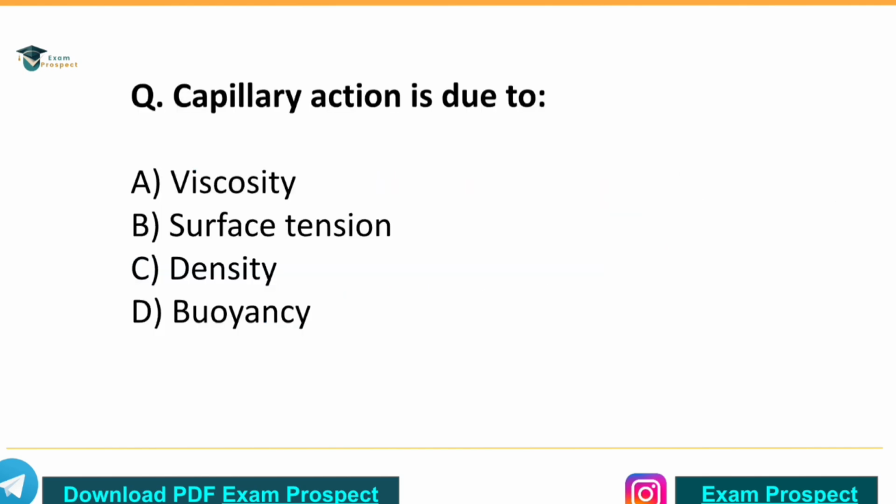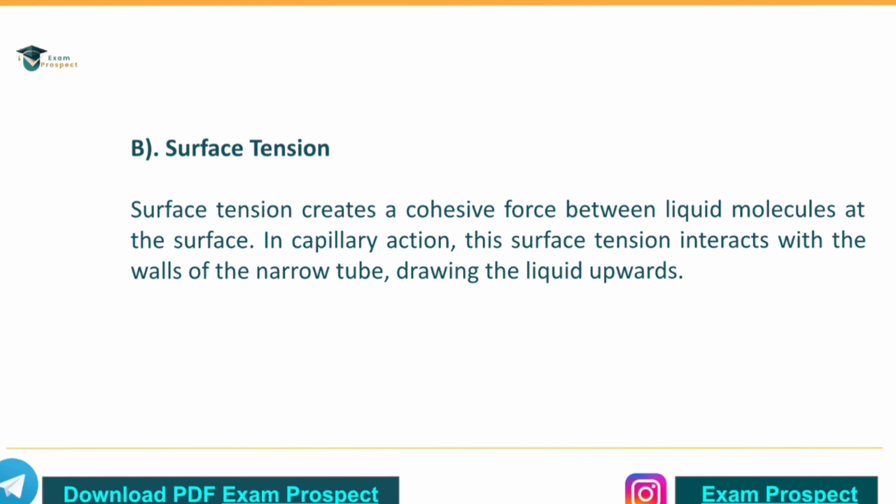Next question. Capillary action is due to? The correct answer is option B, due to surface tension. Surface tension creates a cohesive force between liquid molecules at the surface. In capillary action, this surface tension interacts with the walls of the narrow tube, drawing the liquid upwards.